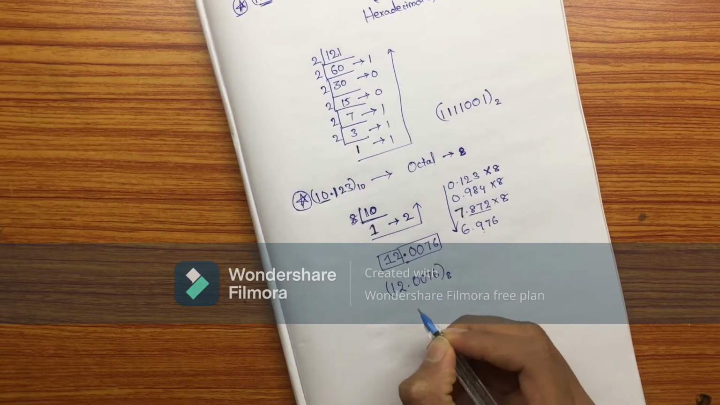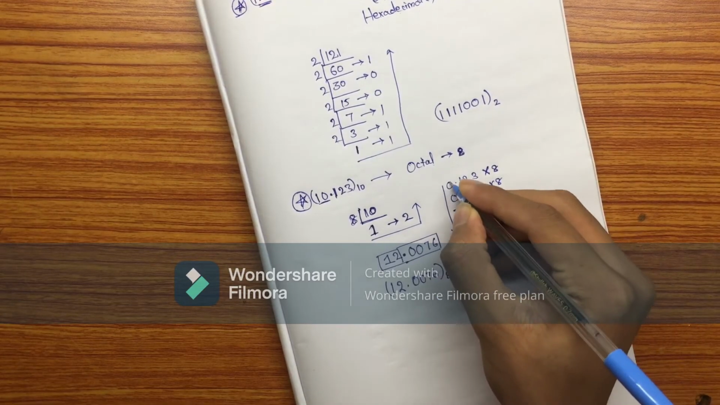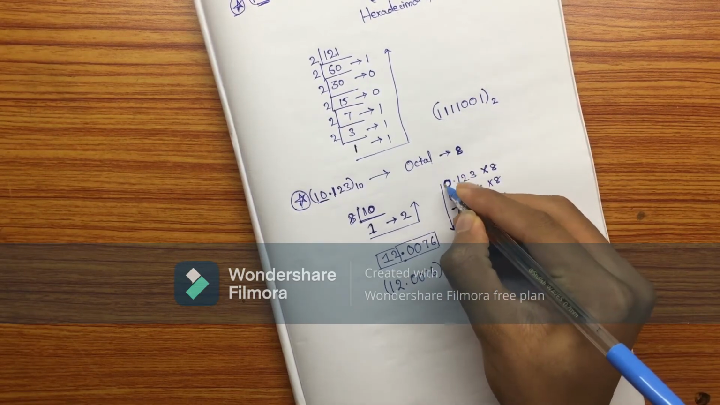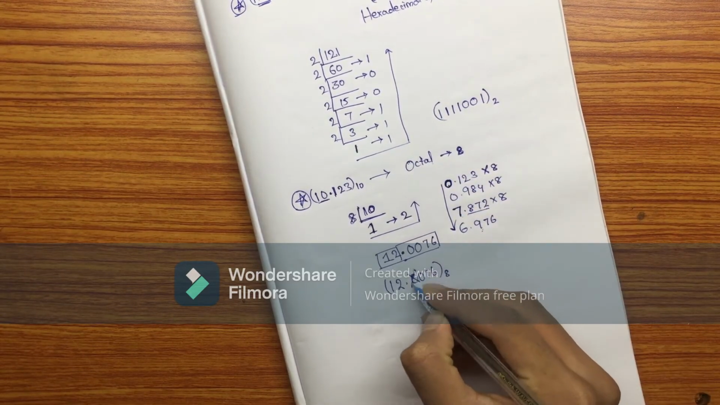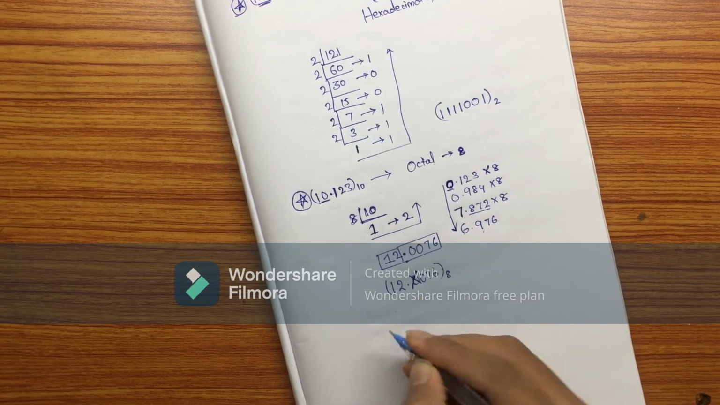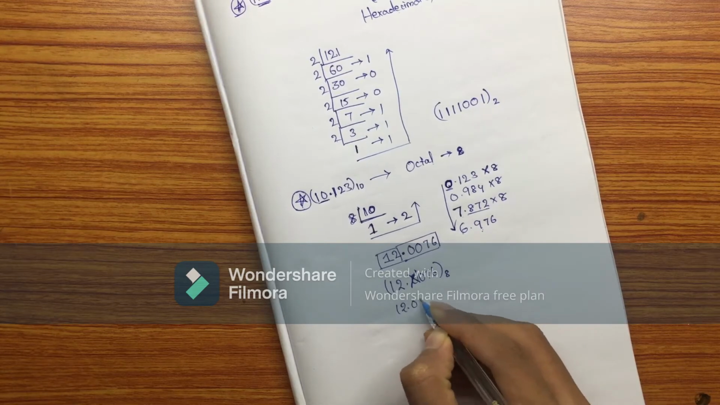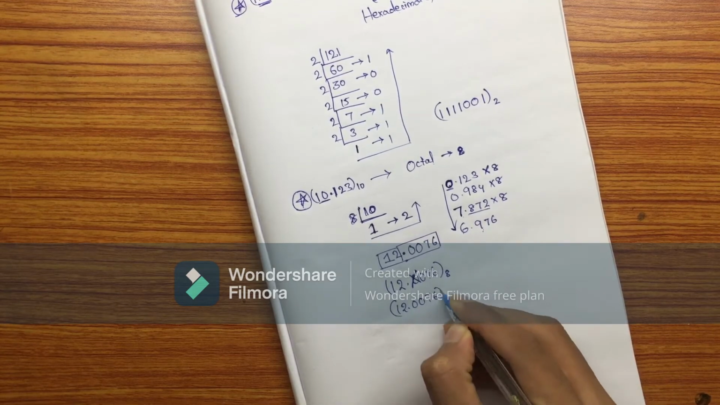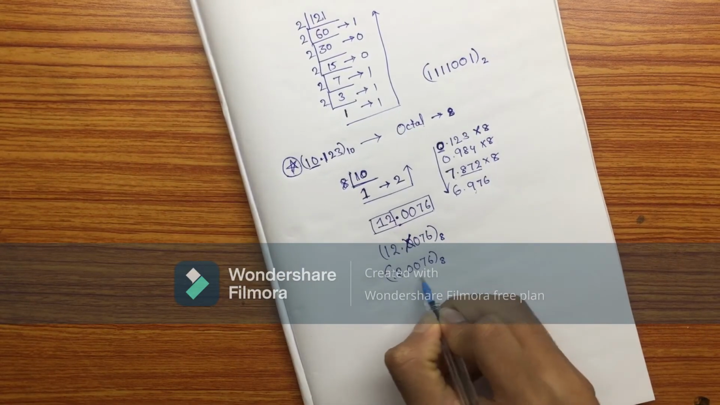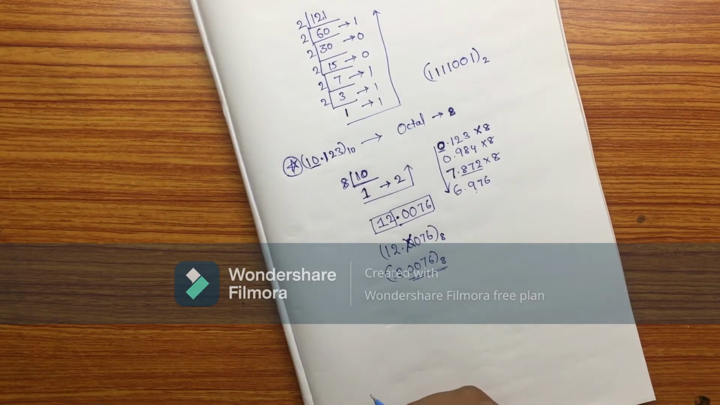This is wrong because here we should not take the first 0. So we should not take this first 0. The remaining you have to take. The answer is 12.0076 to the base 8. This is the required answer.